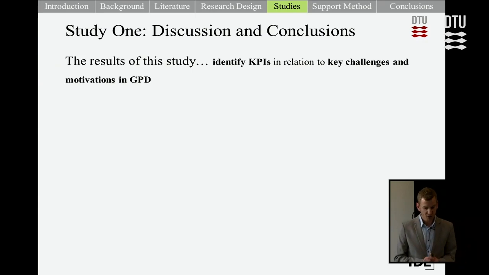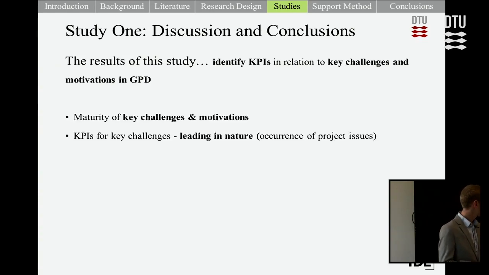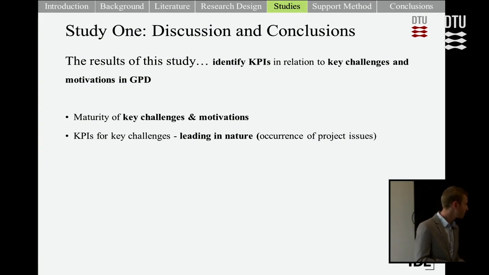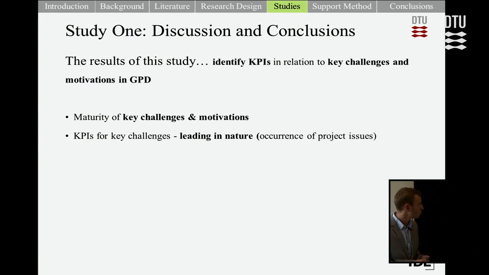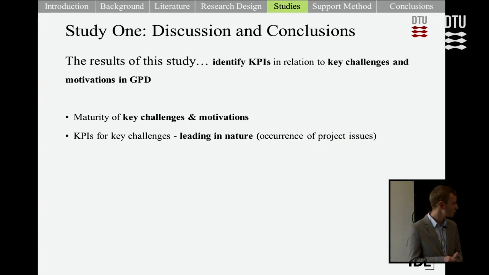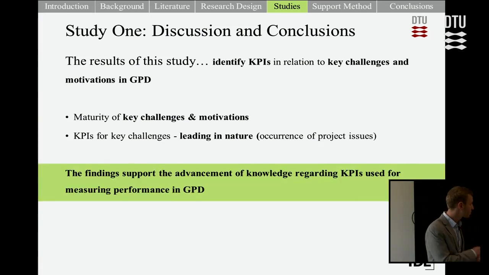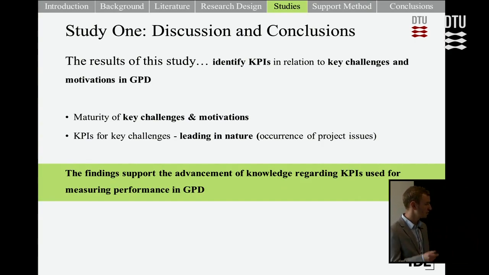So in conclusion, the results from Study 1 identify KPIs in relation to key challenges and motivations in GPD. And we see that the key challenges at the strategic level and the motivations are actually maturing in this area of research. And the KPIs for the key challenges are actually focused more on the occurrence of project issues and setting up corrective action along the process and more leading in nature. So the findings support the advancement of knowledge regarding KPIs used for measuring performance in the global product development context.